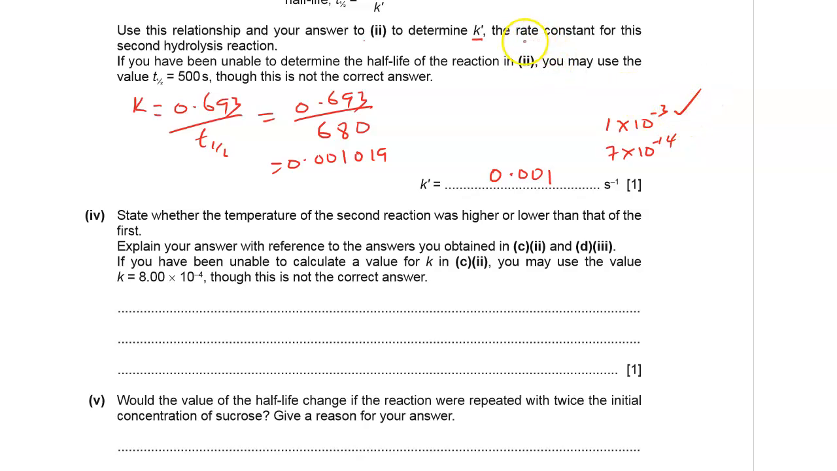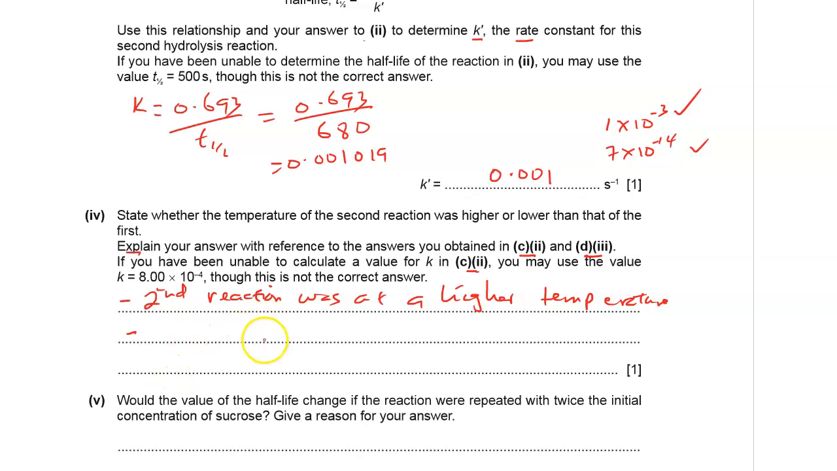because k is the rate constant. So the second reaction was at a higher temperature. Okay. You're told to explain your answer with reference to the answer you obtained in C part 2 and D part 3, this one and this one. If you have been unable to calculate the value of k in C part 2, you may use the value given, but you had calculated this value.